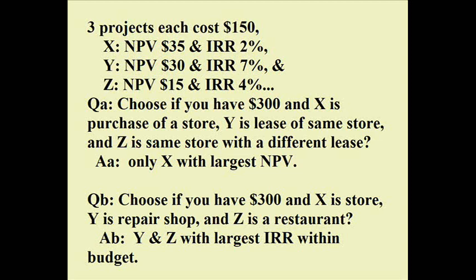And we have a store, the same store with a purchase and a lease, and another same store with a different lease. We can only do one. So which one? The one with the highest NPV. Here, that's X. But suppose I again have $300, again costing $150 each. We can do two of them. One's a store, a repair shop, and a restaurant. We can do combinations. We would use the ones with the highest internal rates of return, which turn out here to be Y and Z. Or for you Canadians, Z.